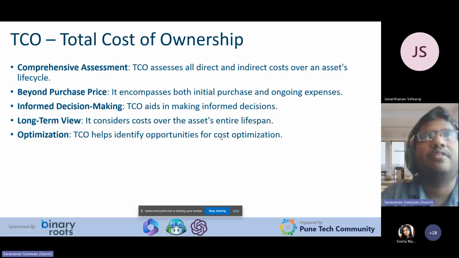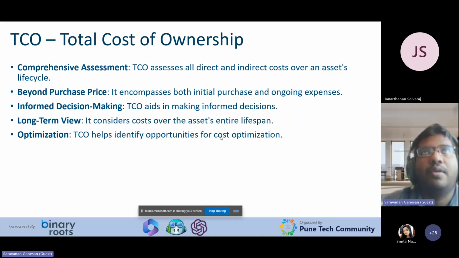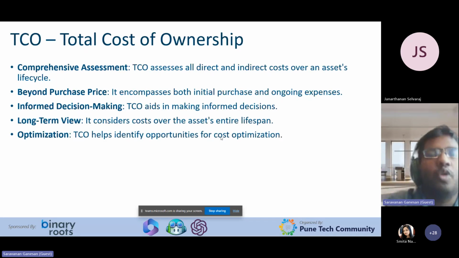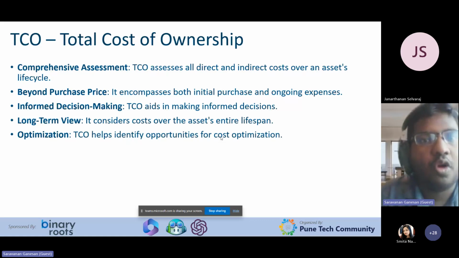Then comes the tools of cost management in the ecosystem. We have 2 types of tools which will be handy for us daily. One is called TCO, the total cost of ownership, and the next one is called the Azure Cost Calculator. What these two will be doing: TCO can provide you a comprehensive assessment beyond purchase price, informed decision making, long-term view, and optimization. It is also used for optimizing your entire cost which has been owned by the subscription.